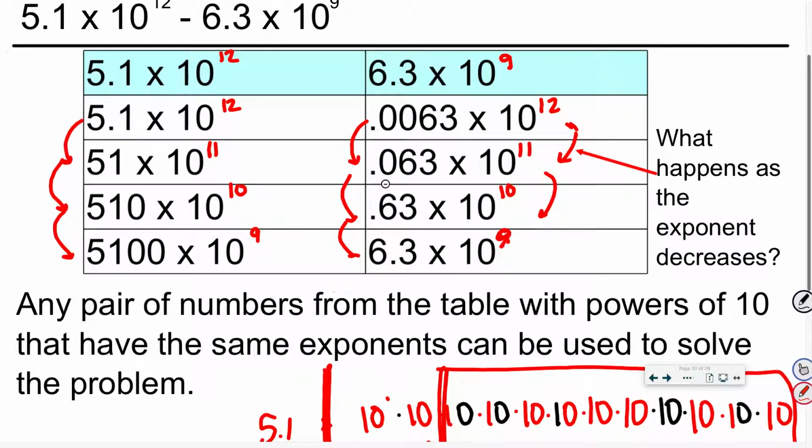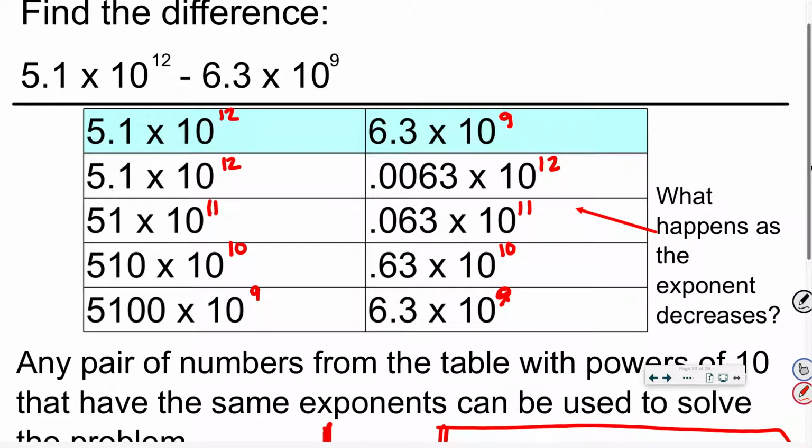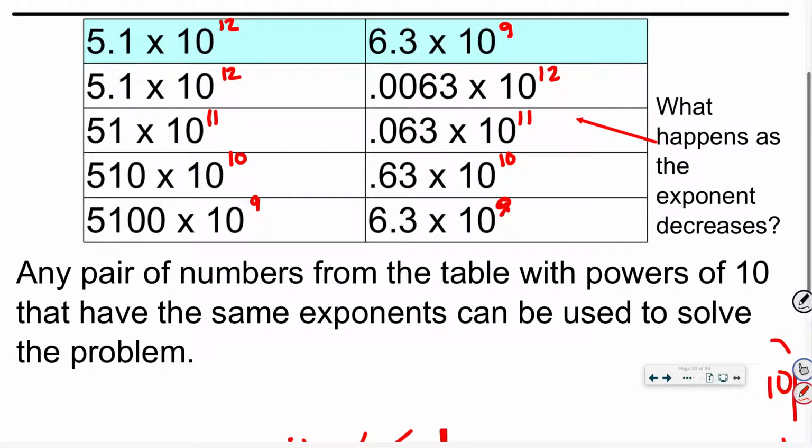Now some of you might look at this and say, why does this matter? We talked on Friday about why this matters, and you kind of reiterated it a few minutes ago. You said the place value matters. So now at this point, any pair of numbers from this table can be used to successfully subtract these two numbers in scientific notation. My question for you would be, which numbers would you use?